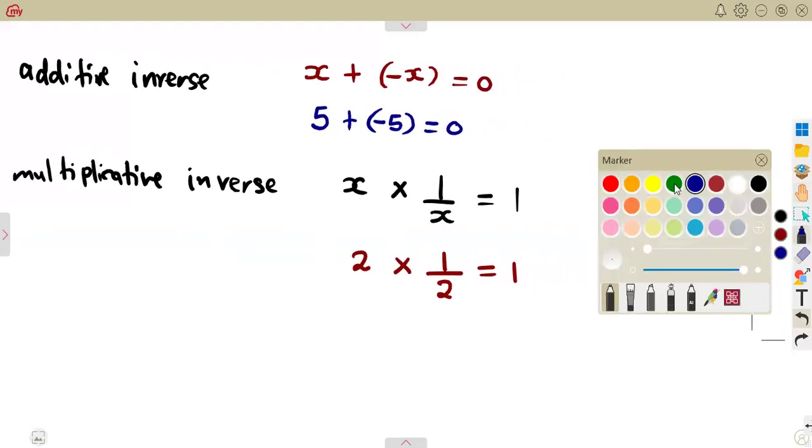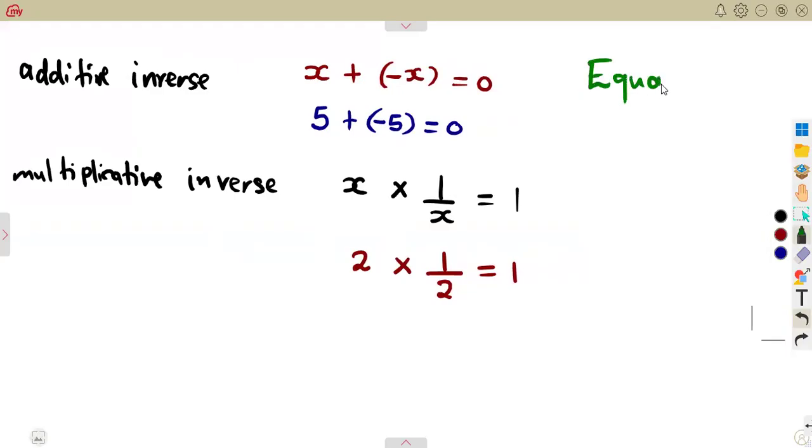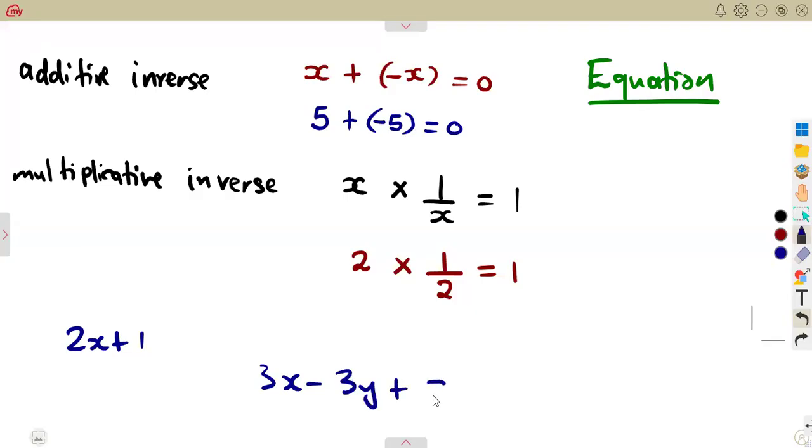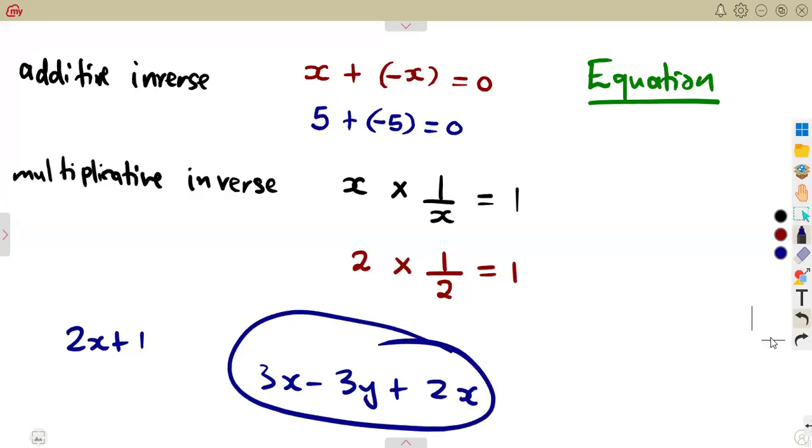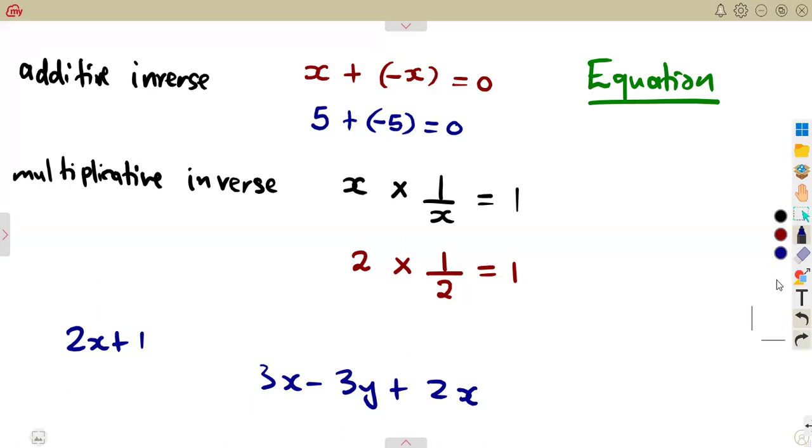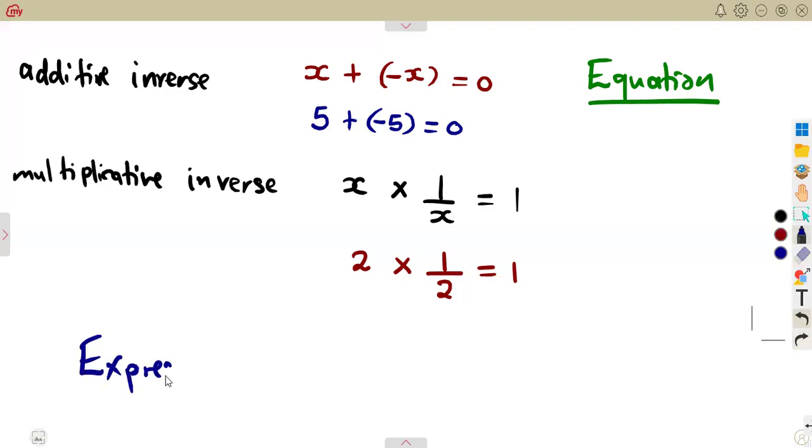So what is it that you're considering to an equation? What is it that we are talking about here? Remember, we had an expression, 2x plus 1. That's an expression. You are given 3x minus 3y plus 2x. It's an expression that you need to simplify. If you are given expressions, you are going to simplify them.